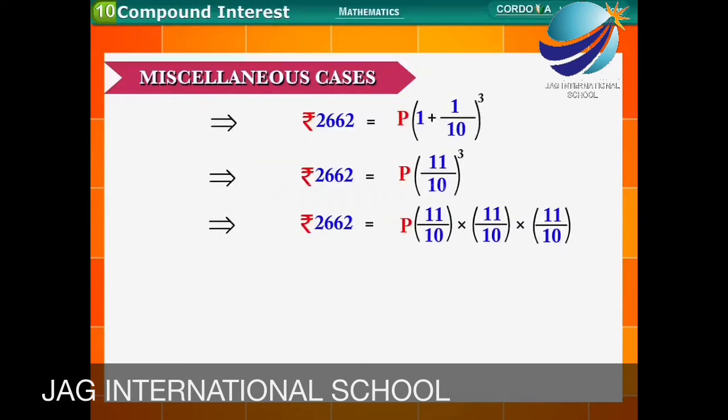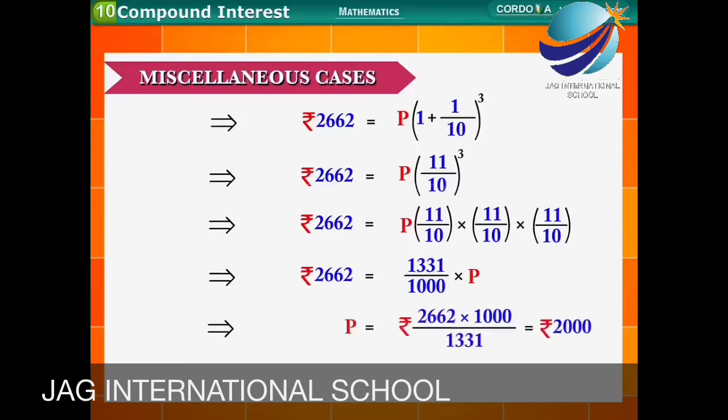This implies Rs 2,662 is equal to 1,331 upon 1,000 into P. This implies P is equal to Rs 2,662 into 1,000 upon 1,331, which is equal to Rs 2,000. Hence, sum deposited is Rs 2,000.